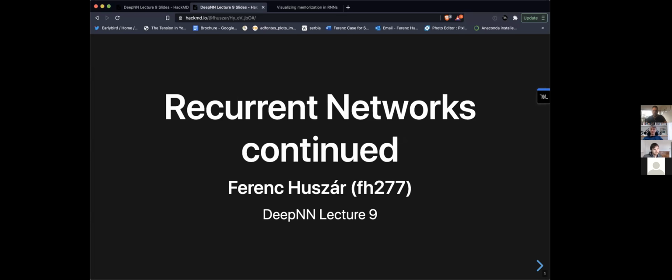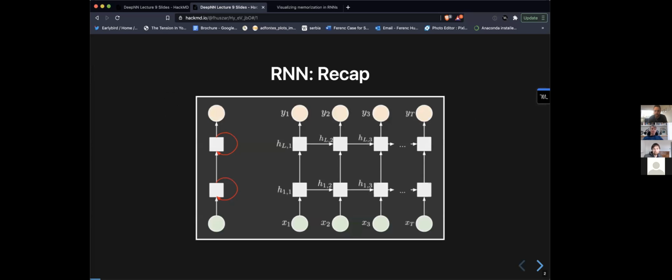Hi, welcome back, everyone. This is lecture 9 of the Deep Neural Networks course, and we're going to continue with recurrent neural networks. I thought I would start by repeating some of the key points from the last lecture, partly because a reminder might be useful, and also because I want to refer back to some of these ideas later on in the slides.